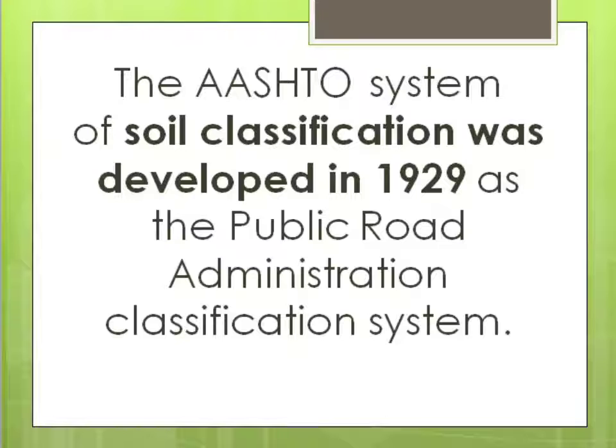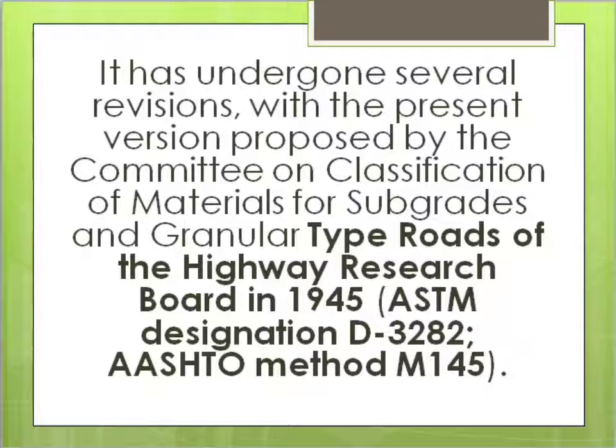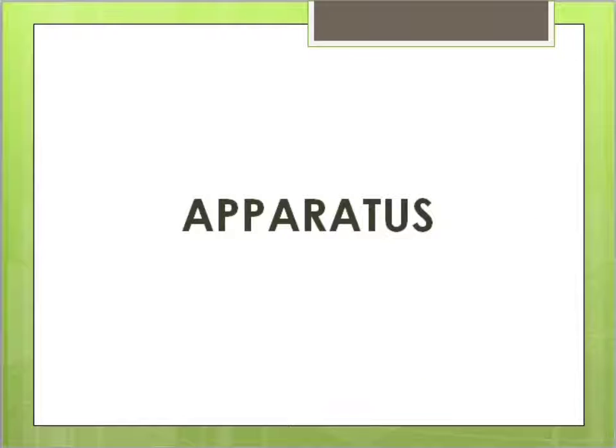The AASHTO system of soil classification was developed in 1929 as the Public Road Administration Classification System. It has undergone several revisions, with the present version proposed by the Committee on Classification of Materials for Subgrades and Granular Type of Roads, the Highway Research Board in 1945, which is ASTM designation D-3282, AASHTO method M145. Let me show you some of the apparatus that are needed.